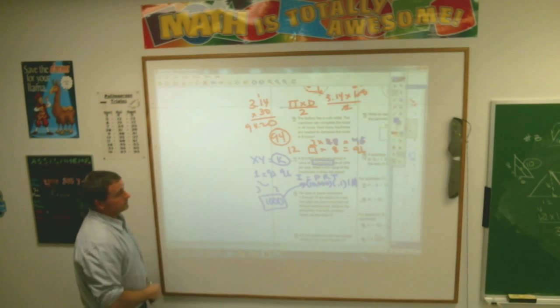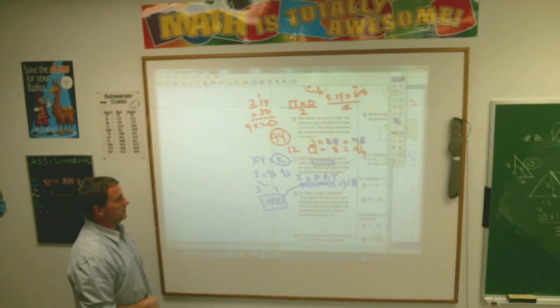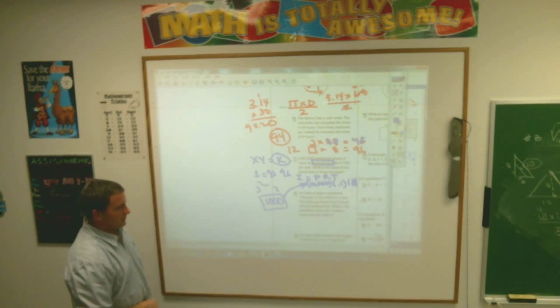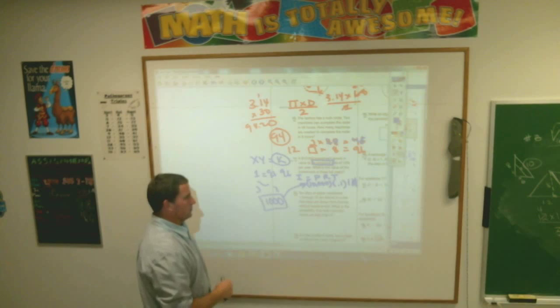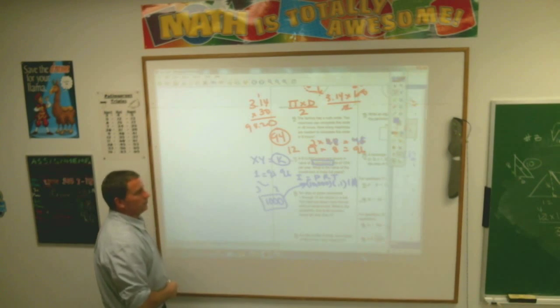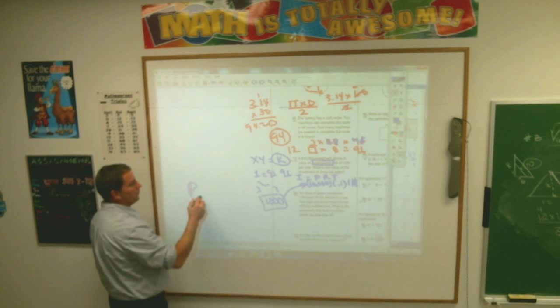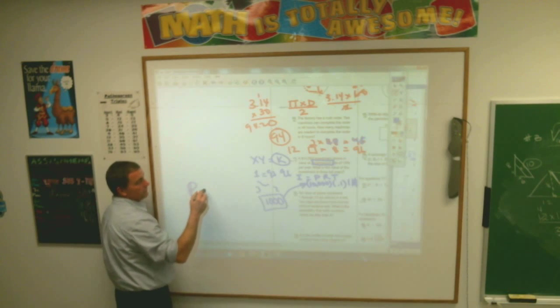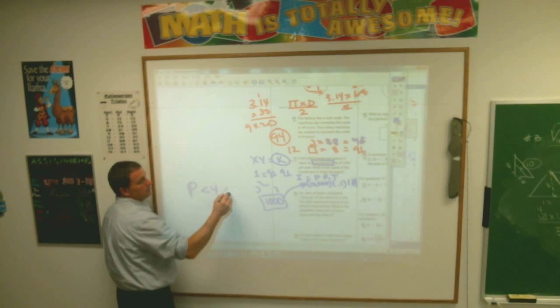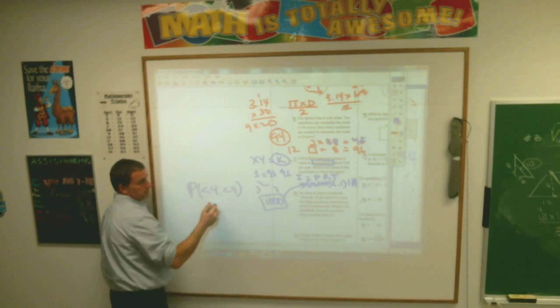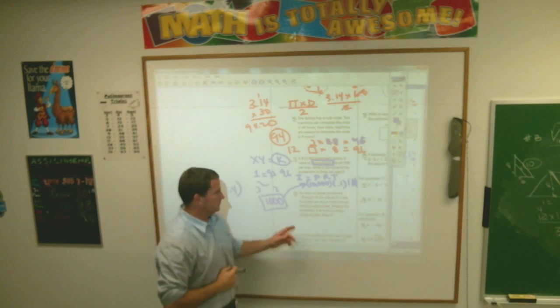Number 12. 10 slips of paper numbered 1 through 10. 2 slips are drawn. What's the probability that both numbers are less than 4? Are they put back in or not?